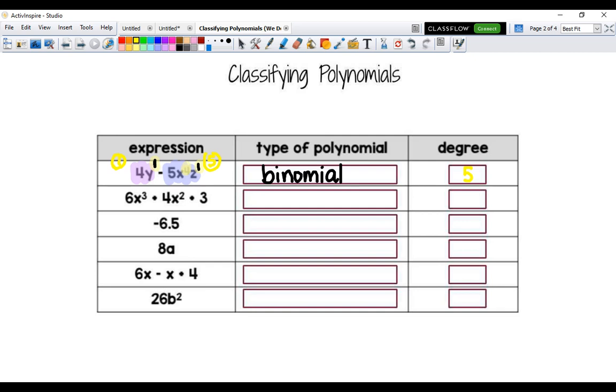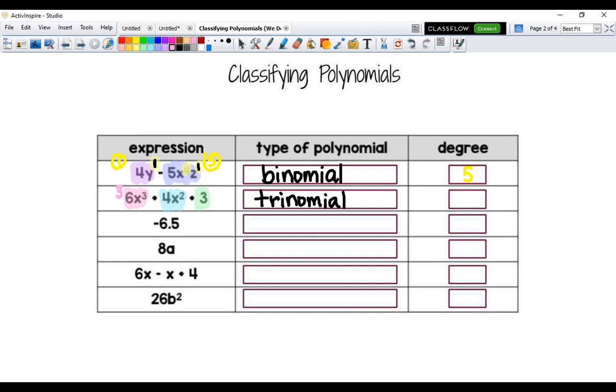On the second one, 6x cubed, 4x squared, and 3. I have 3 different terms. Therefore, it must be a trinomial, because remember, like terms have the same variable and the same exponent. That's why I have 3 different terms. So they want to know the degree. So on 6x cubed, what is the exponent? That tells me my degree, which is 3.